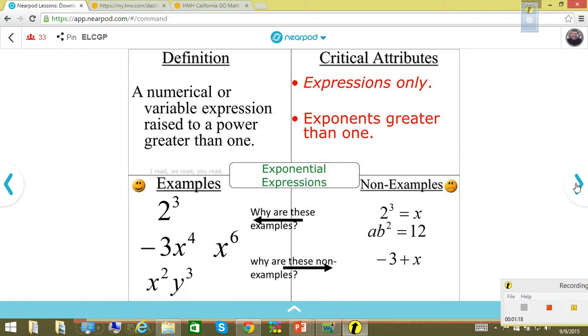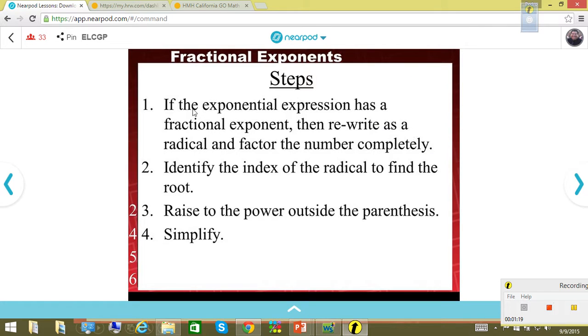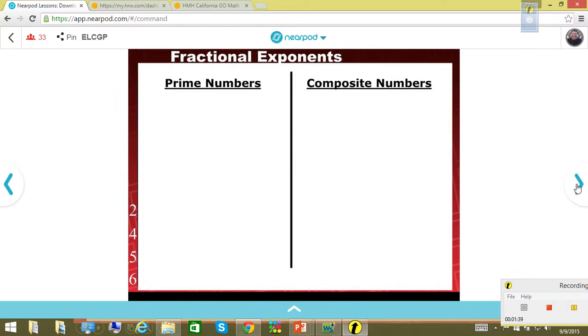We don't need the steps, but just to revisit, yesterday we wrote, if the exponential expression has a fractional exponent, we rewrite it as a radical and factor the number completely. Identify the index of the radical to find the root, raised to a power outside the parentheses, and simplify. Remember that from yesterday? All right, good. So I revisited prime numbers, and I said prime numbers are numbers that have factors 1 and itself, right? And anything else is a composite.